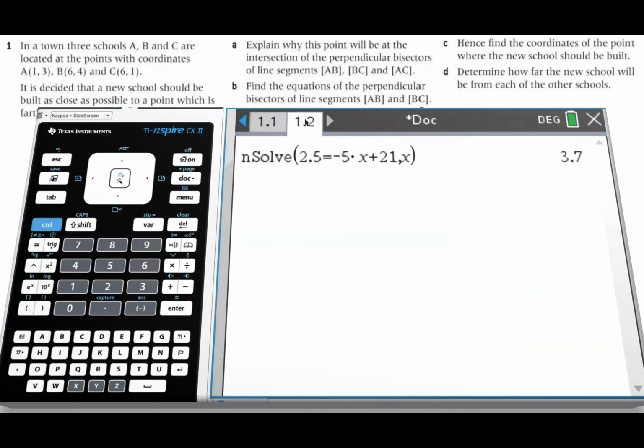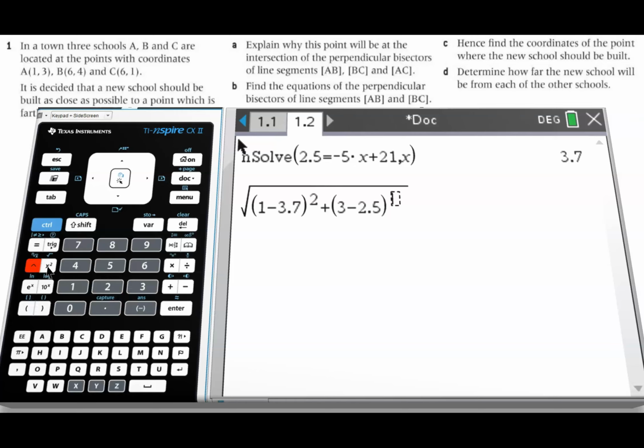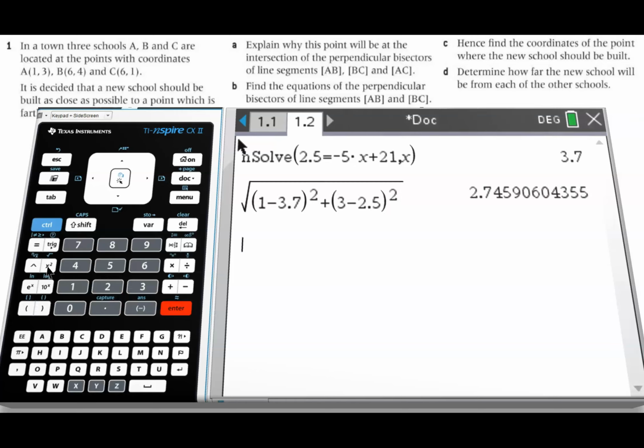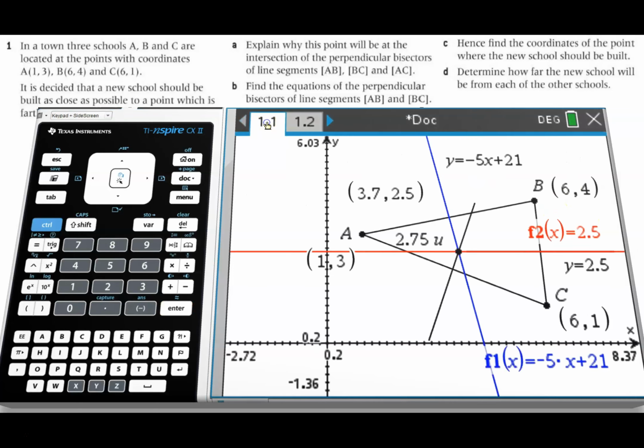So 2.75. I'm going to calculate that too, just to make 100% sure. We're going to find the difference in the x values between A and the intersection point. The x value of A was 1, and the x value of the other point was 3.75. And this is the distance formula. We've done that before. Plus the y values, which were 3 and 2.5, squared, and it tells us it should be 2.75 like last time. This is much more precise now, but we don't need it to be that precise. 2.75 will be sufficient. And so we've answered the entire problem.